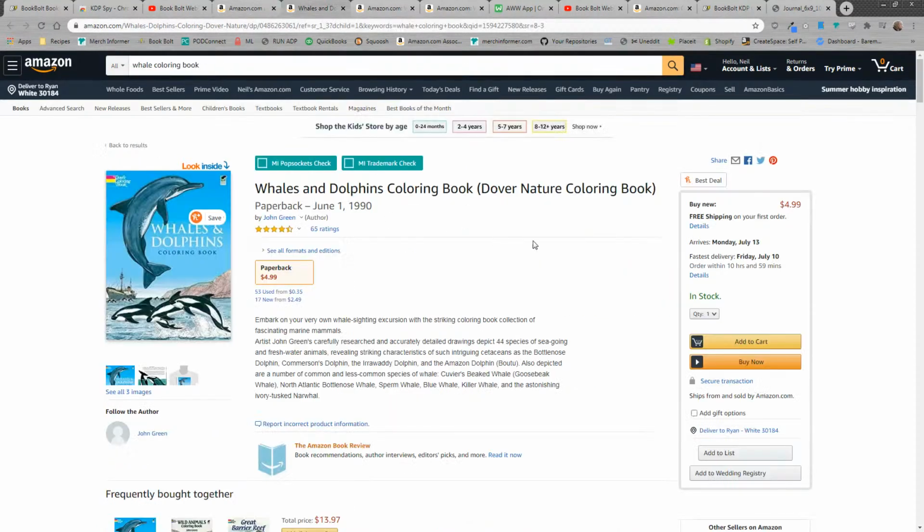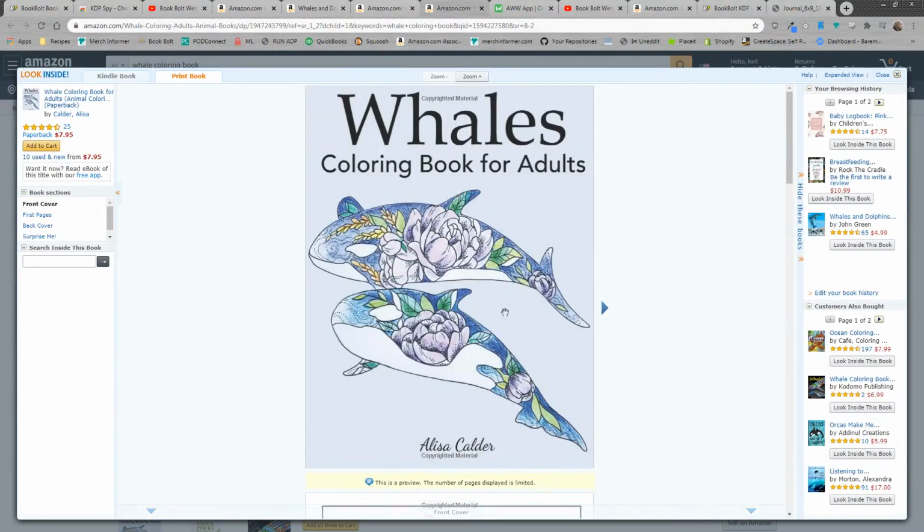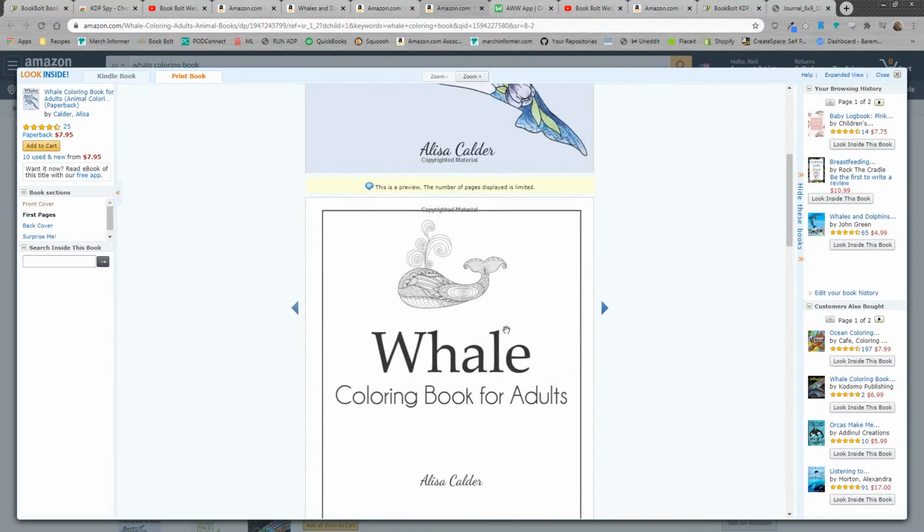So let's take a look at one of these. Let's start with this one. Whales coloring book for adults. Right off the bat, maybe they should have said whale coloring book like they did in their title on the cover. But hey, it's selling, so I can't complain. Can't yell at this person too much. Whale coloring book for adults. The interior they got correct.